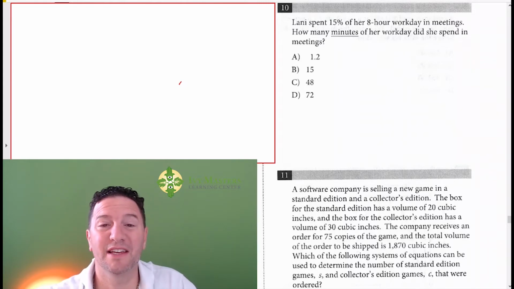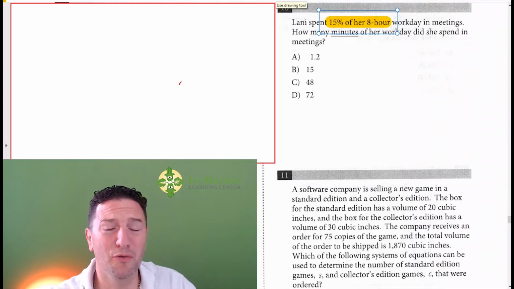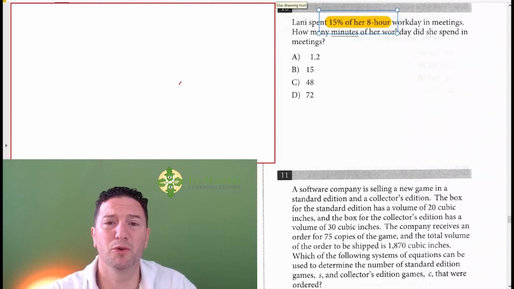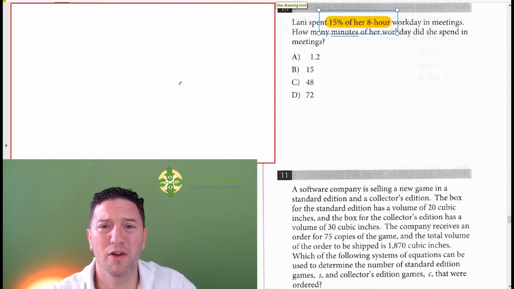Today we're going to look at Test 7, Section 4, Number 10, which reads, Lonnie spent 15% of her 8-hour workday in meetings. So one thing that you could do for math is understand it and solve it in pieces as you go. Because this is what happens. Sometimes a student will read a question, it'll have like 4 different parts, and then you get overwhelmed, your brain short circuits, and you're like, yeah, I can't do this question.